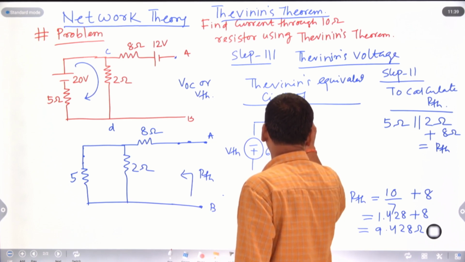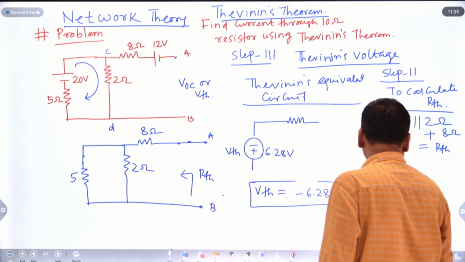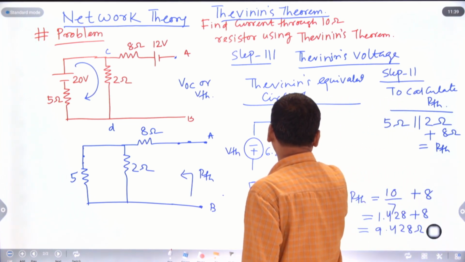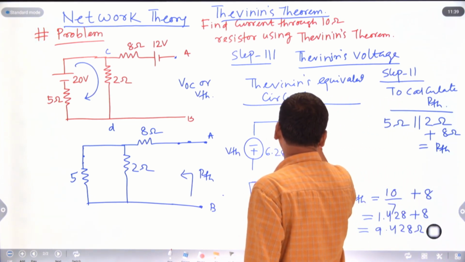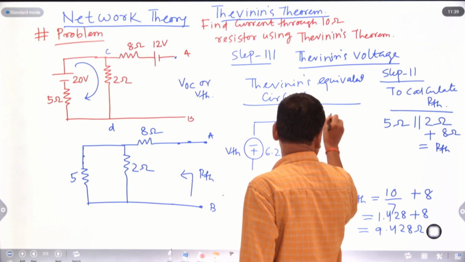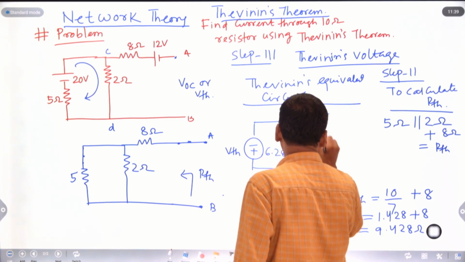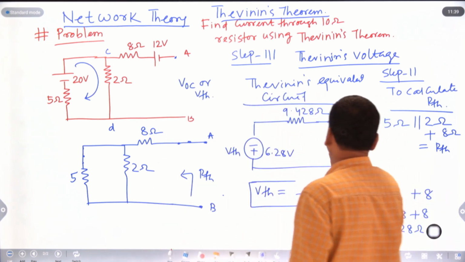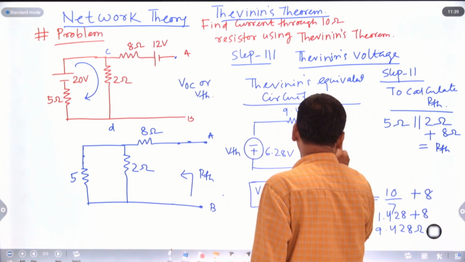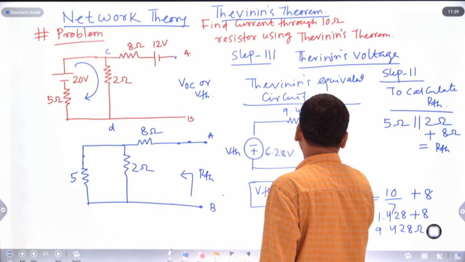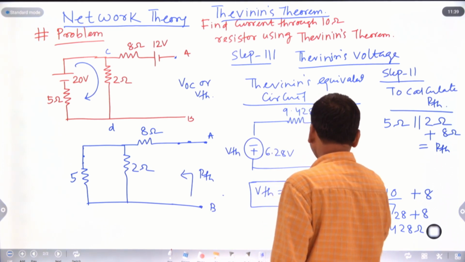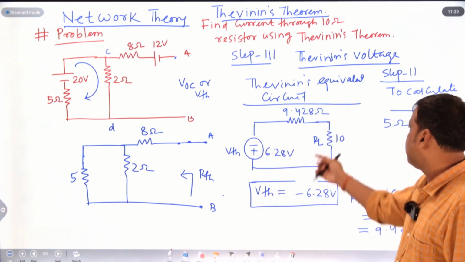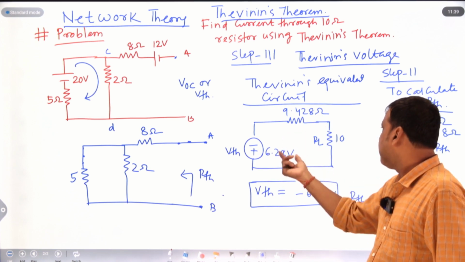Then in series with the resistance, Thevenin's resistance, it is around 9.428 ohm. That is your Thevenin's resistance. Then here, that is your AB, that is your 10 ohm resistor. Finally, you connect the load resistance, that is your RL. The value of RL is your 10 ohm. Clearly, the two resistors are in series, and you can find out the current.